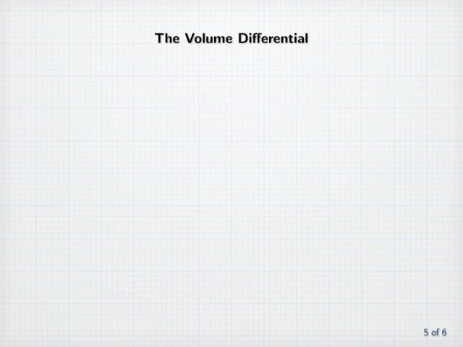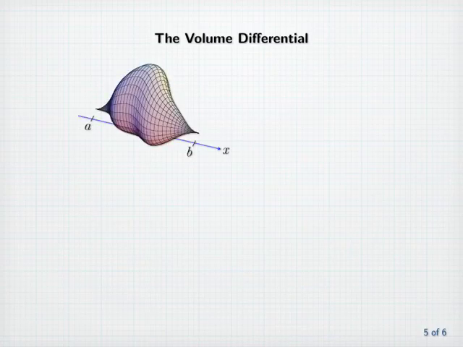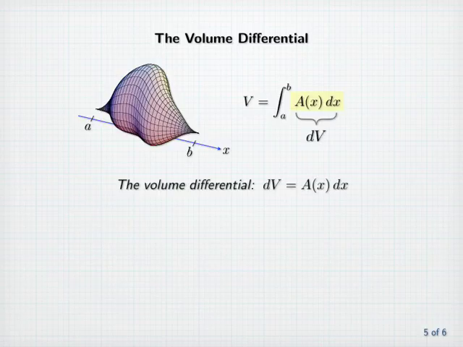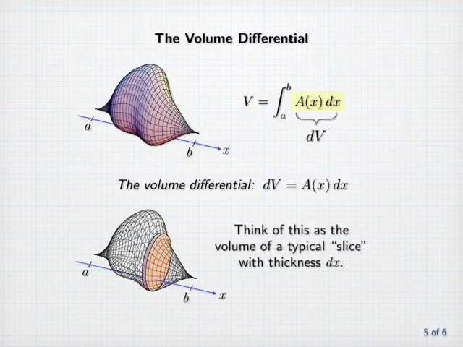The volume differential. We've seen that certain volume calculations can be done by integrating cross-sectional area. The cross-sectional area A of x times dx is a differential, which we'll call the volume differential dV. And it is useful to think of dV as the volume of a typical very thin slice with thickness dx.